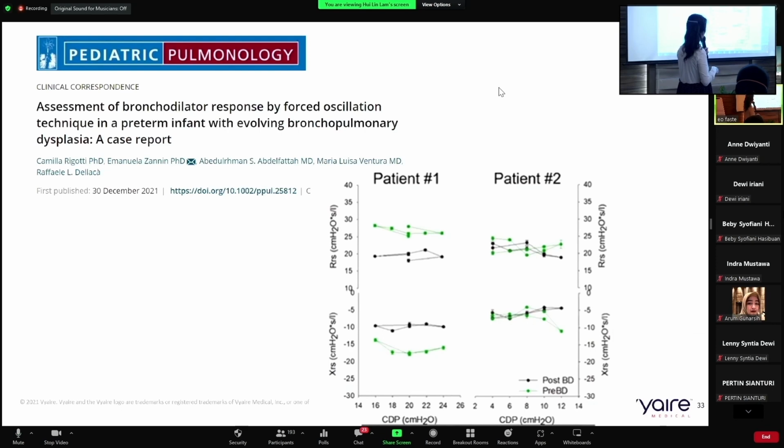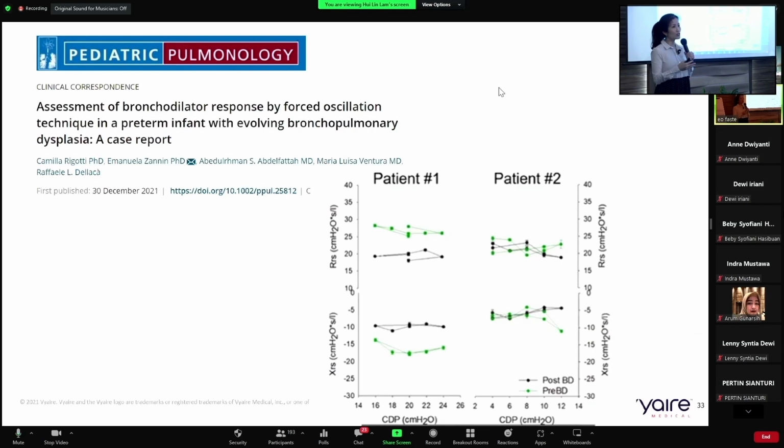Post-bronchodilator, the compliance improved, and the reactance and resistance also improved. So you can see that patient 1 is a responder to bronchodilator, as compared to patient 2, where pre and post bronchodilator the reactance, resistance and compliance remain the same.